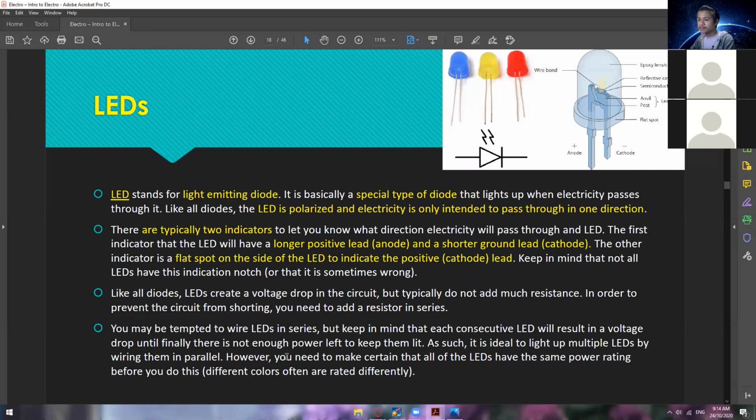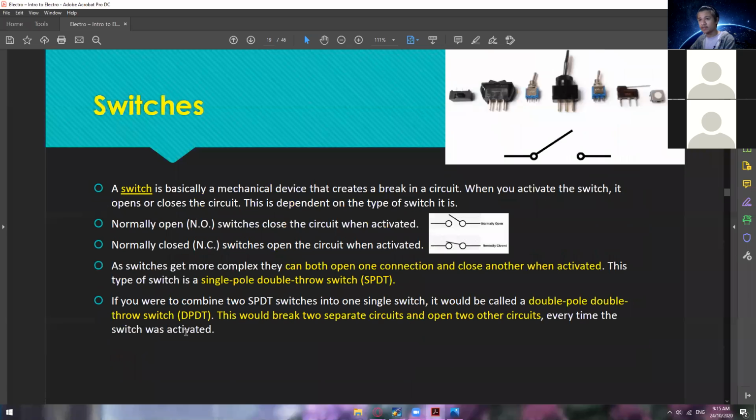However, you need to make sure that all of the LEDs have the same power rating before you do this. Different colors often are rated differently. So this blue one has a required voltage of, let's say, 5 volts. The yellow one has a required voltage of 3 volts. The red one has a required voltage of 2 volts. So yeah, they have different power ratings. So take note of that one.